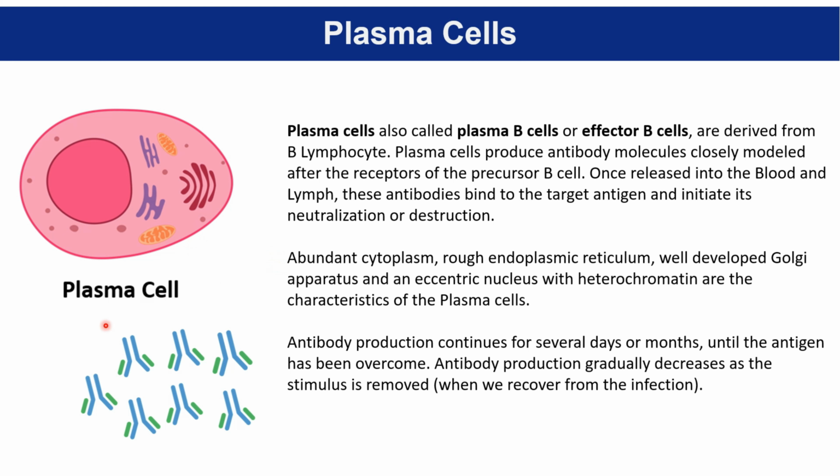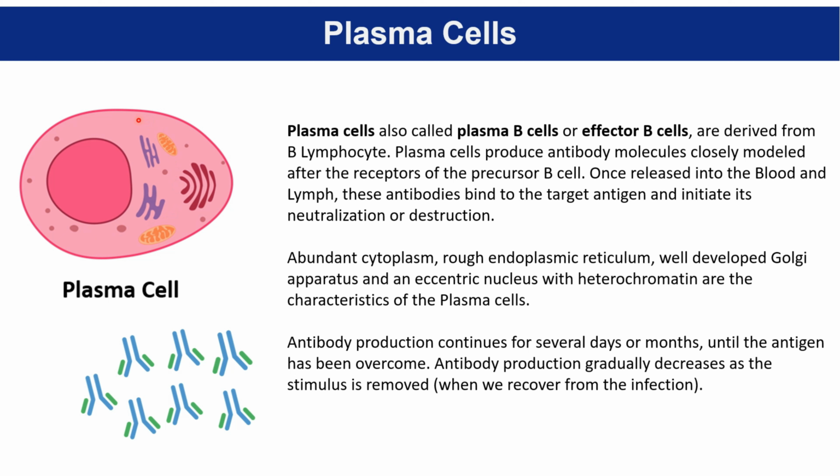Once they are released into the lymph, these antibodies bind to the target antigen, and they can neutralize or destroy the antigen. They have a very characteristic look, with a very well defined nucleus which is acentric, meaning it is towards one corner, and a lot of rough endoplasmic reticulum, and a very well developed Golgi complex and mitochondria, very prominently visible under an electron microscope.